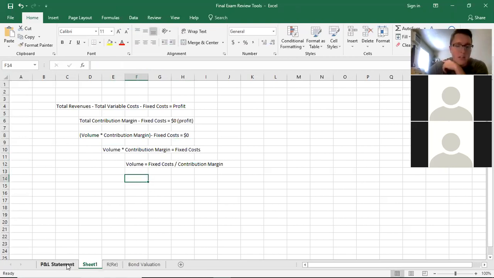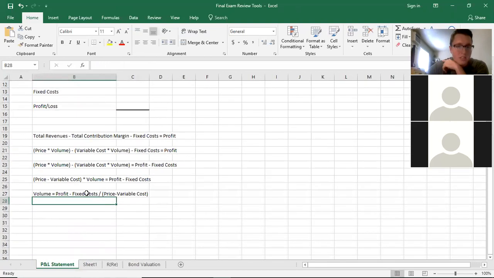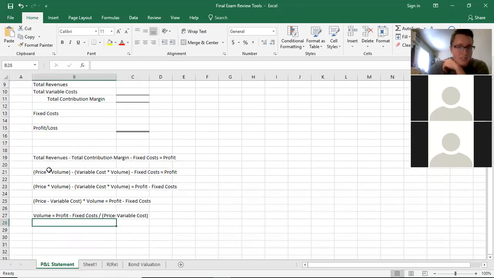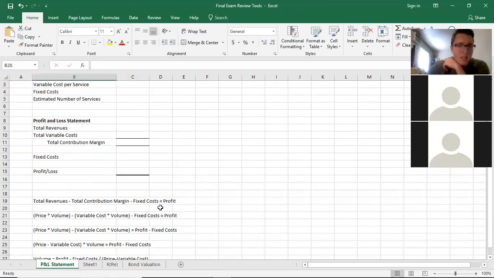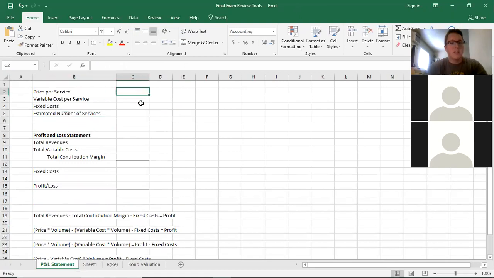You can plug everything in and let it do it for you. Let's see, I guess I already had that all written out here. So total revenue is price times volume. So here's that equation again. Coming up here, let's say that the price per service is $52. This will just be an example. Variable cost per service is $15, and our fixed costs, let's say, are $50,000. Estimated number of services, let's say that we're expecting to give 3,500 services.